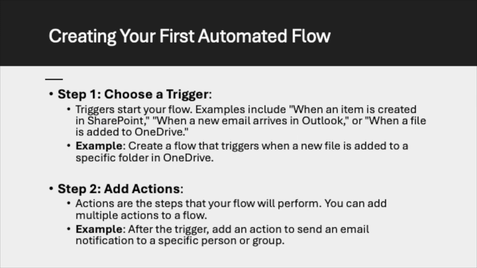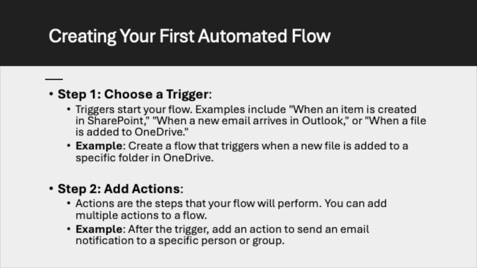Creating your first automated flow. Step 1. Choose a trigger. A trigger starts your flow. Examples include when an item is created in SharePoint, when a new email arrives in Outlook, or when a file is added to OneDrive. Example: create a flow that triggers when a new file is added to a specific folder in OneDrive.